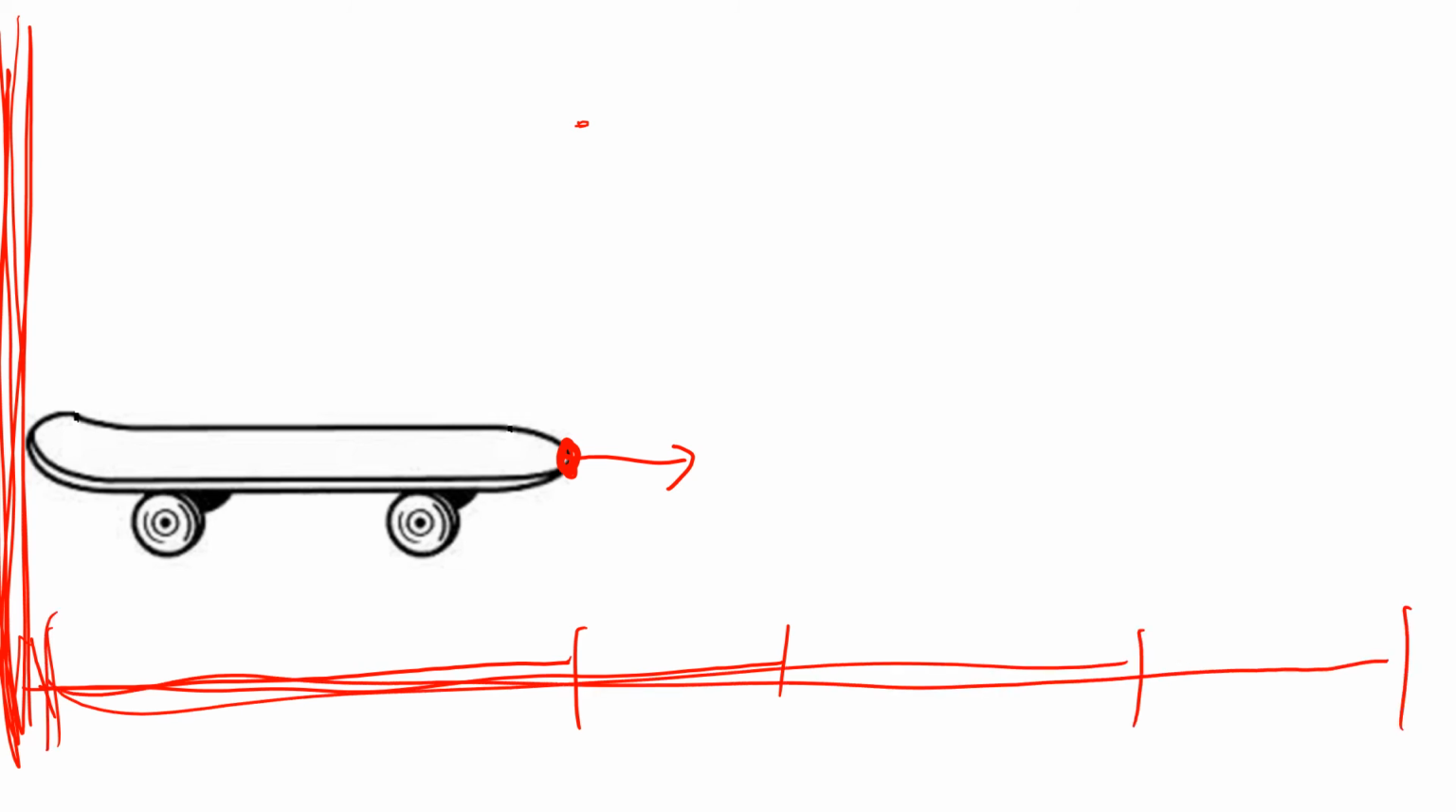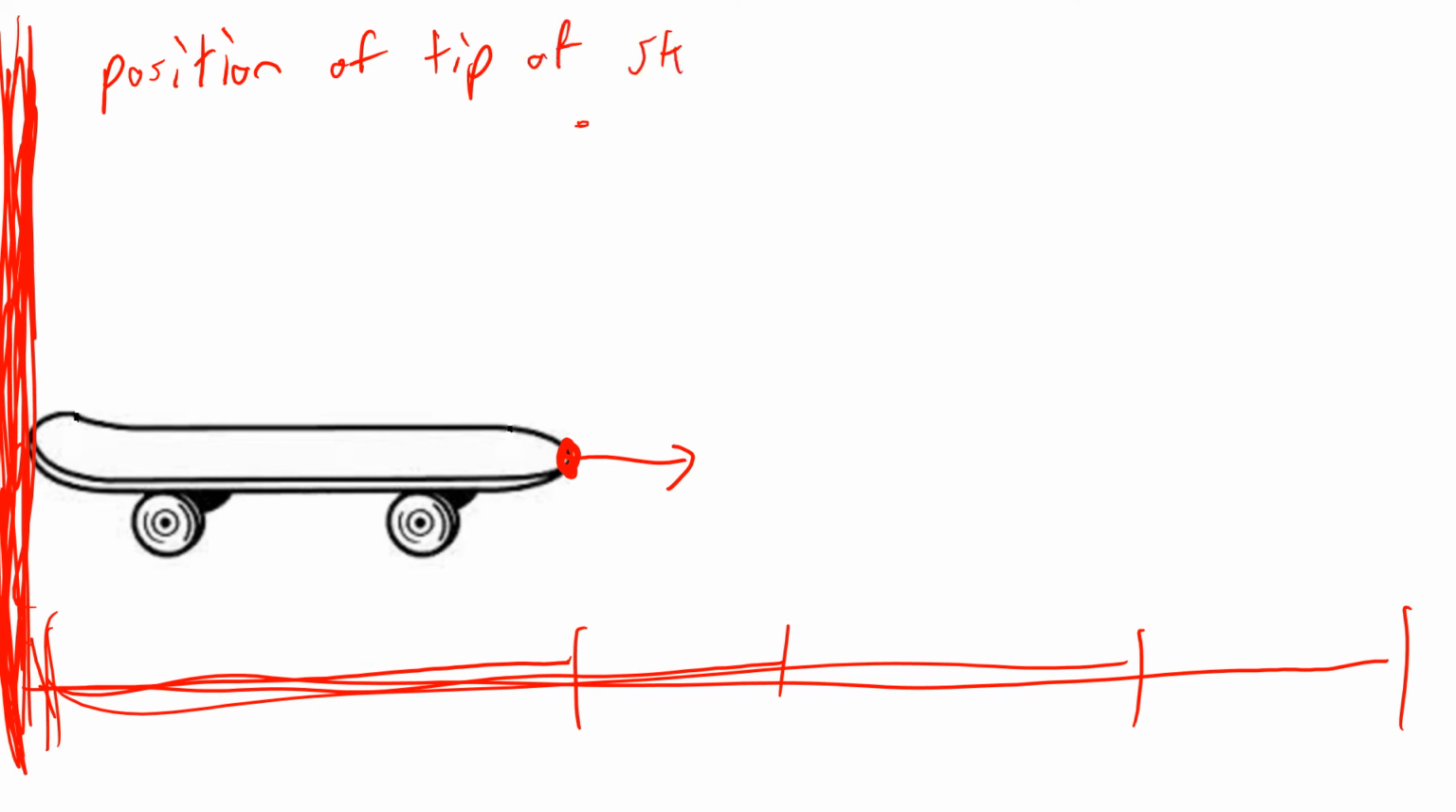So I'm using this as a reference point, like a wall here. Okay, right here. So I'm saying what's its position compared to that. So its position is changing with time. So let me call the position S. We usually use S for position. The position of the tip of the skateboard. Maybe I should write front of the skateboard. The position S of the front of the skateboard is a function of time.